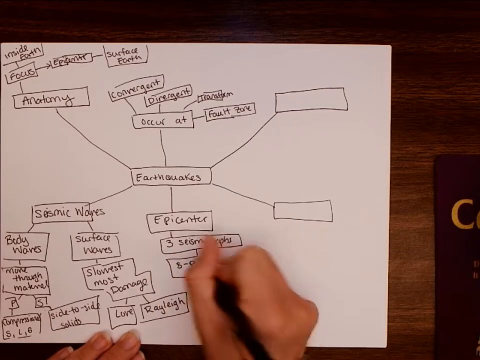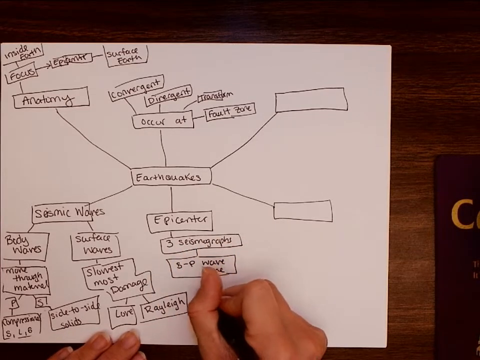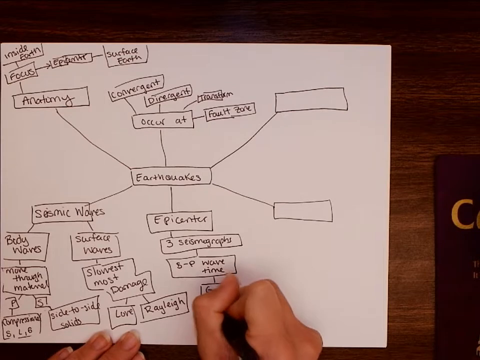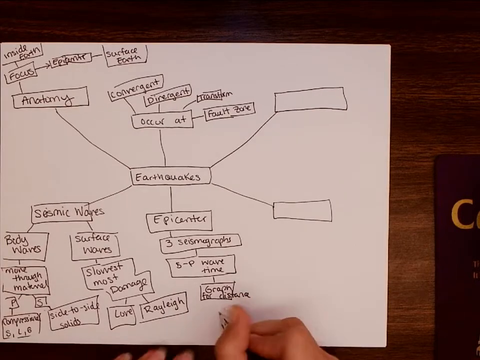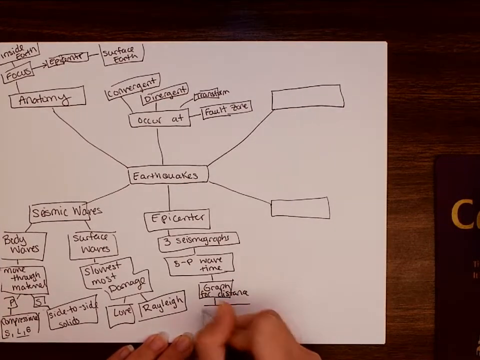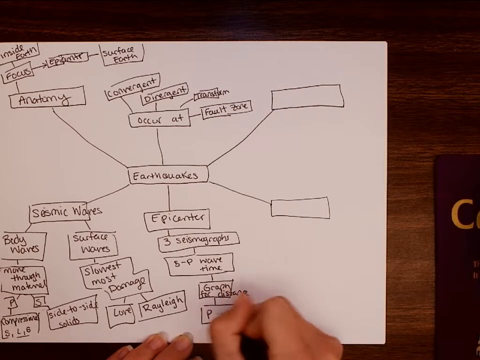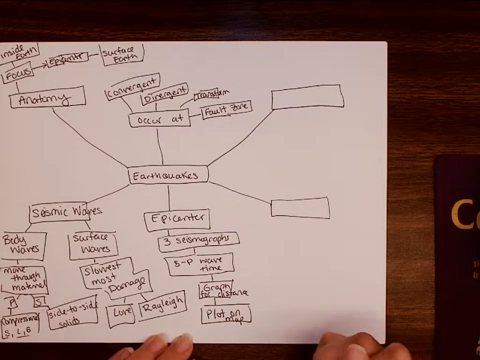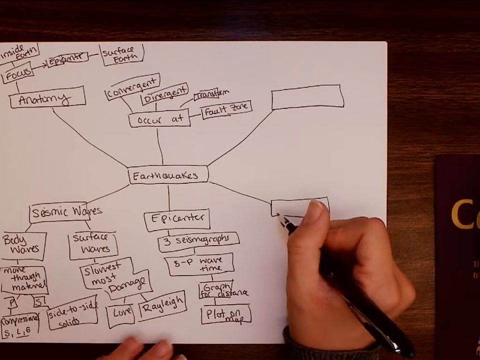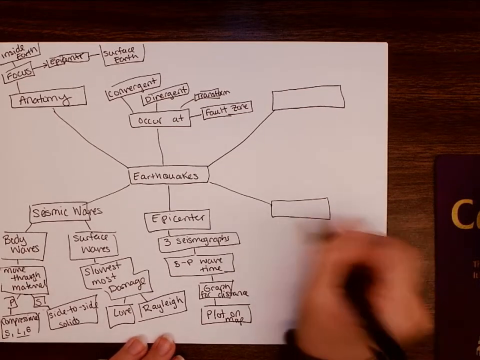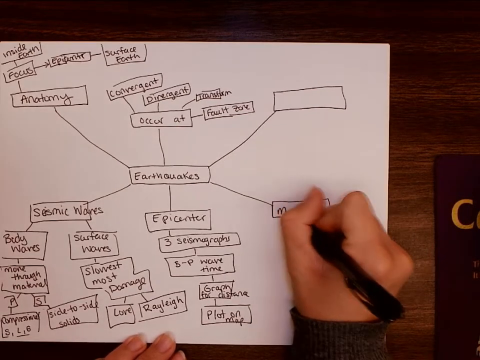From there, we're going to use our graph to find the distance. Once we know the distance, we get to use our compass, and we will plot those circles on a map. And where those 3 circles are going to overlap, that's going to be your epicenter. Once we know our epicenter, we then can measure how big or how strong this earthquake is.